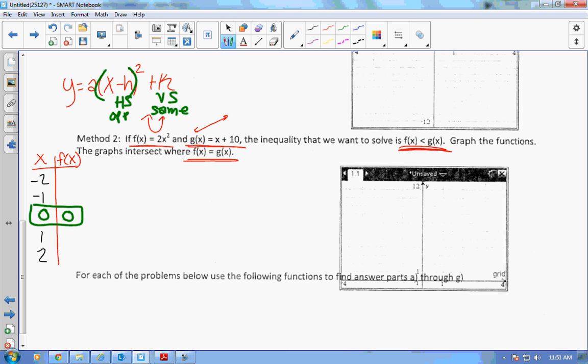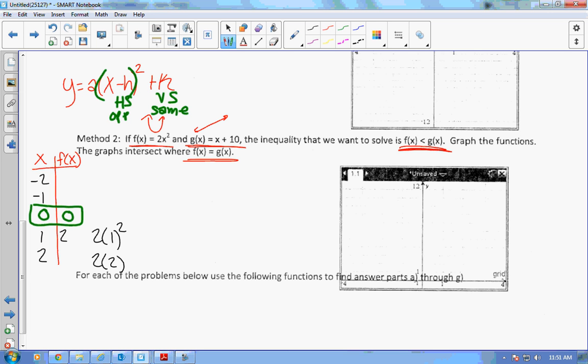2x squared. If I plug in positive 1, 2 times positive 1 squared, fingers in the air. What's the answer? I see 2 different answers coming out. You have to do exponents first. 1 squared times 2 is 2. Good.